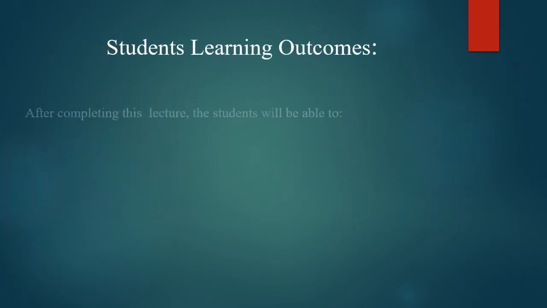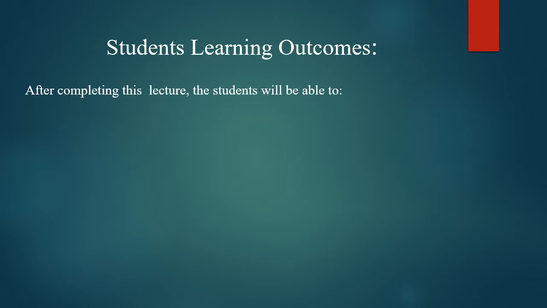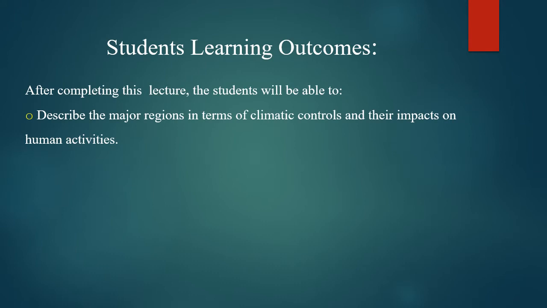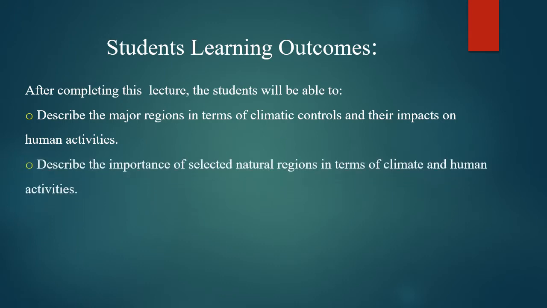Students' learning outcomes. After completing this lecture, the students will be able to describe the major regions in terms of climatic controls and their impacts on human activities. They will be able to describe the importance of selected natural regions in terms of climate and human activities. And they will also be able to name some countries from each natural region.